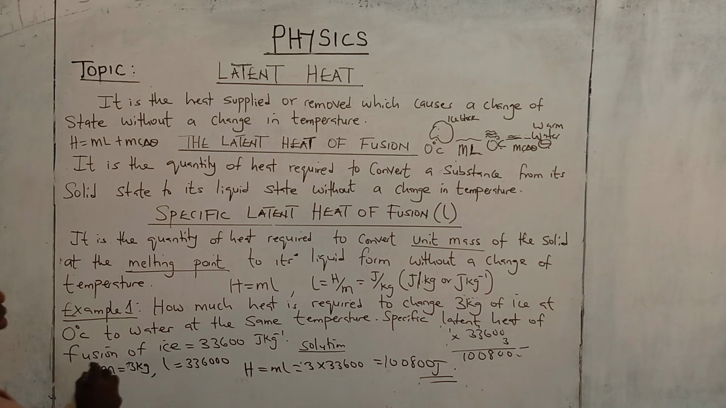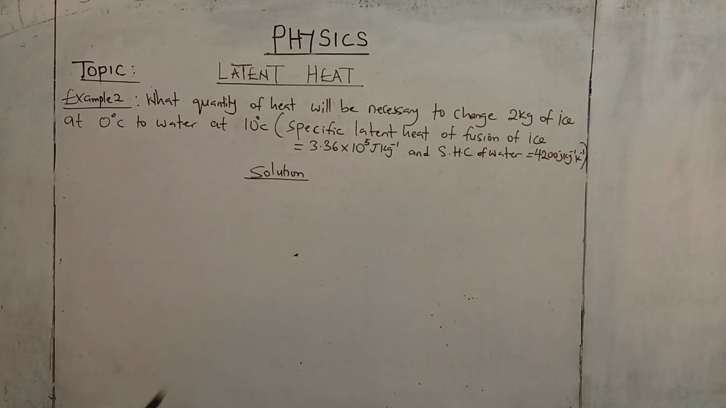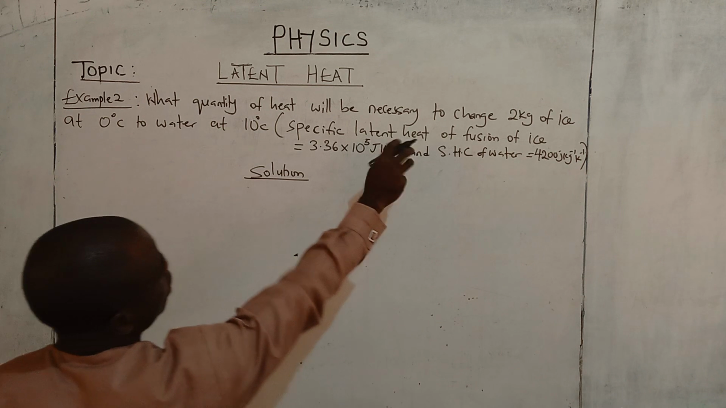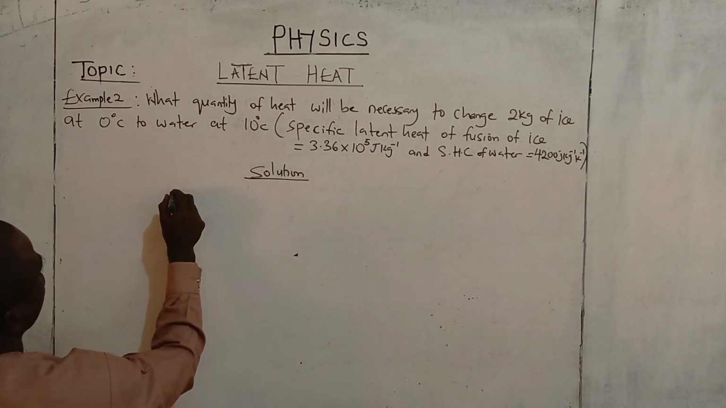The specific latent heat of fusion of ice is 336,000 joules per kilogram. Now for this question, let's analyze how much heat is needed to change 2 kilograms of ice. Let's assume this is our ice.